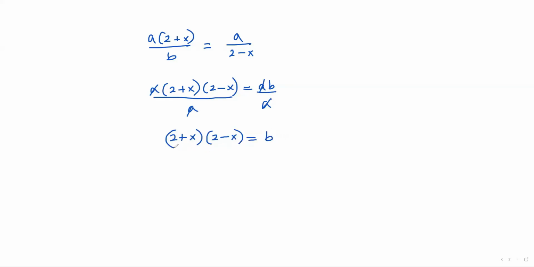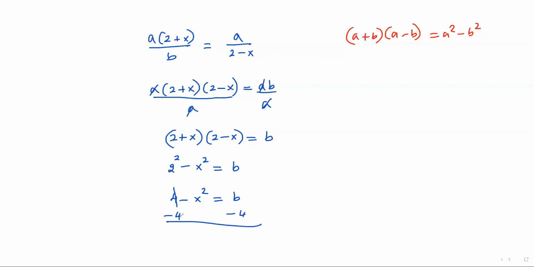Now this is in the form of (a plus b) times (a minus b). Already we know the algebraic identity, that (a plus b) times (a minus b) is equal to a squared minus b squared. So for this, we can write 2 squared minus x squared is equal to b. So 2 squared is 4, 4 minus x squared is equal to b. My aim is to solve for x, so I subtract 4 from both sides. 4 and minus 4 will cancel out. I get minus x squared is equal to b minus 4.